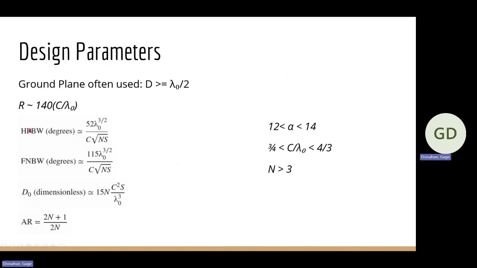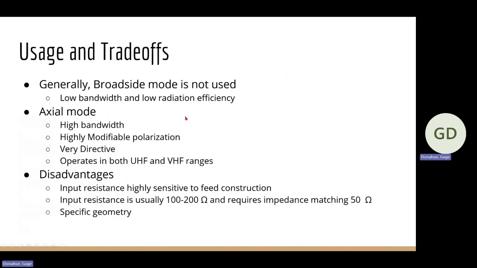In these cases, your half power beam width, first null beam width, directivity, and axial ratio can be approximated whenever these 3 parameters are satisfied. Essentially, whenever you're using circular polarization, these equations will hold true. Only difference is the number of turns will be greater than 3 there.